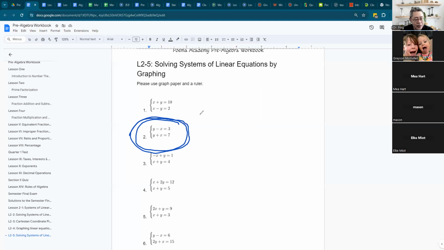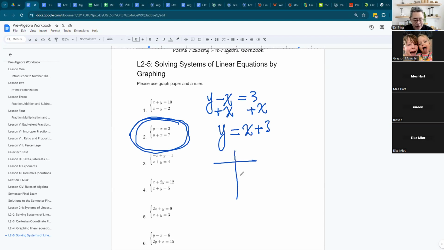All right, so let's see how to do that one. First of all, we are going to change that. If we add x, so that when we have y on the left-hand side, y is x plus 3. And that allows us to get 2 points, x, y. If x is 0, then 0 plus 3 is 3. We got the first one. If x is 1, then y will be 1 plus 3, which is 4.